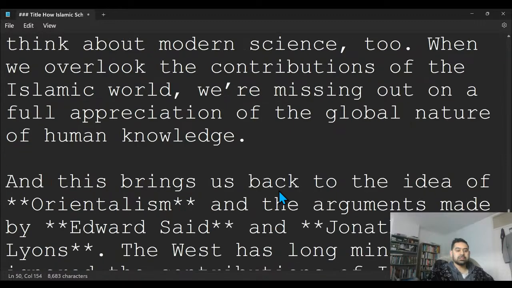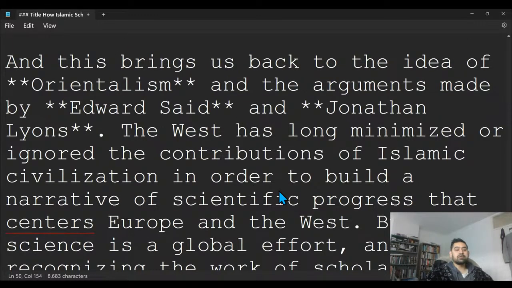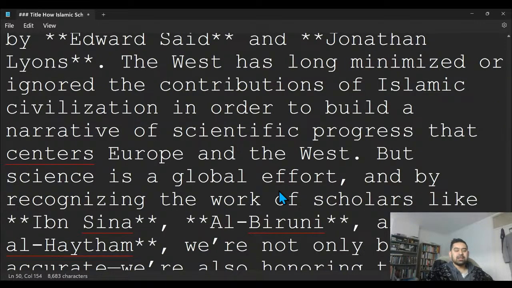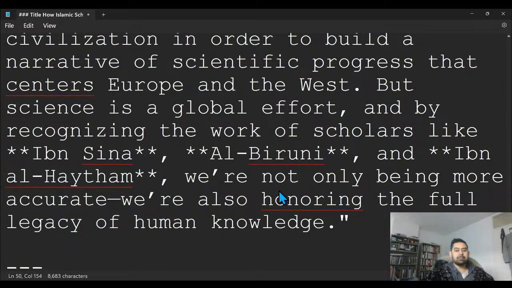nature of human knowledge. And this brings us back to the idea of Orientalism and the arguments made by Edward Said and Jonathan Lyons. The West has long minimized or ignored the contribution of Islamic civilization in order to build a narrative of scientific progress that centers Europe and the West. But science is a global effort, and by recognizing the work of scholars like Ibn Sina, Al-Biruni, and Ibn al-Haytham, we're not only being more accurate, we're also honoring the full legacy of human knowledge.